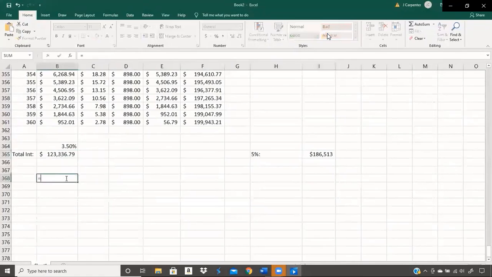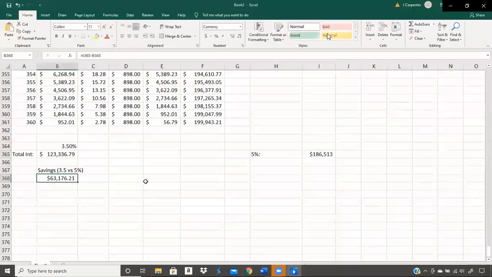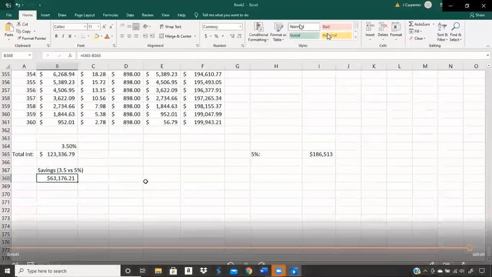How much does it save you? Let me just go equals, click this cell, minus this cell. That's your savings. That's the 3.5 versus the 5%. $63,000. Now that 3.5 versus 5% could have just been because of your credit. It could have been because of other issues, or maybe it's just the account you can actually get at that time. Mortgage rates have a kind of a floor for the best credit out there, and then they go up a couple points for the worst credit.